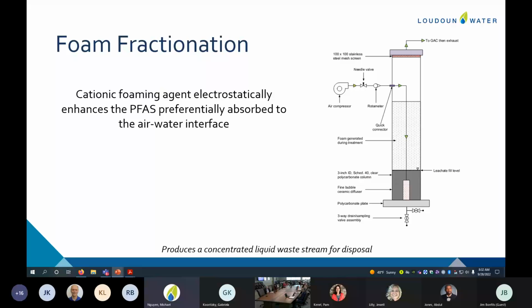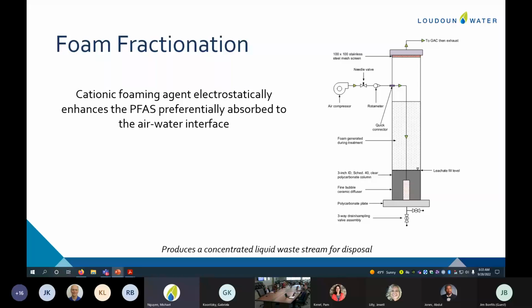The next technology is a little different than what we've talked about thus far. It's called foam fractionation. What this involves is taking your leachate and literally bubbling air through it, pretty similar to what we do in a wastewater treatment plant. However, they add a cationic foaming agent that gives the foam a slight electrostatic charge. And PFAS, because it's so big, actually does have a slight charge to its ends. The foaming agent that they found has made this very effective in removing PFAS. So there's a lot of potential for this. It's being evaluated in several places specifically for leachate.